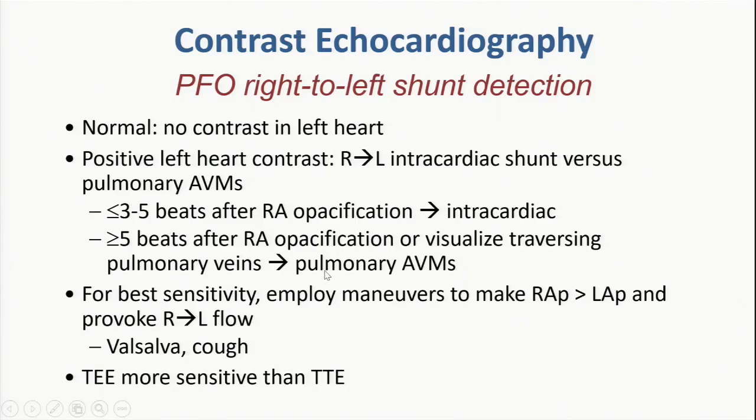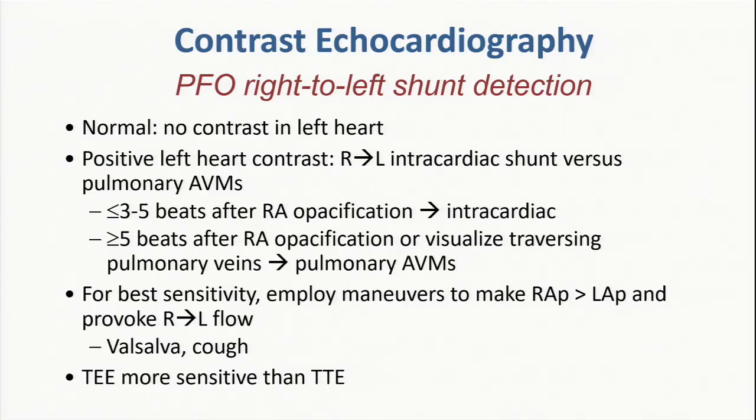That suggests pulmonary AVMs. Another way to see that it's pulmonary AVMs is to see the bubbles actually coming through the pulmonary veins, which suggests it made its way through the lungs. To have the best sensitivity to detect a right to left shunt, you want to employ some maneuver to make the right atrial pressure bigger than the left atrial pressure.